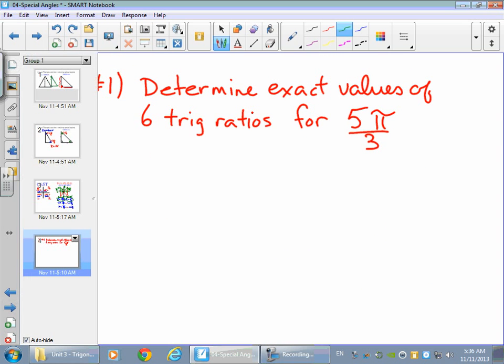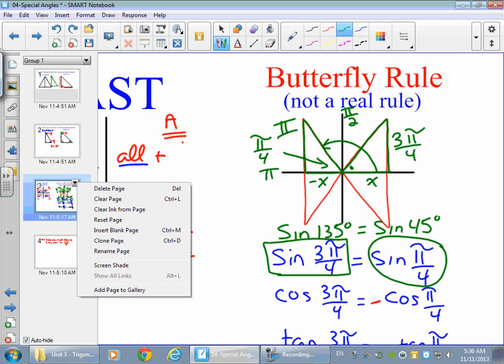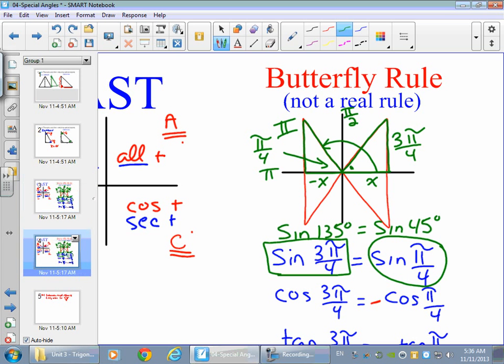I think I need to sneak one more thing in here. That's not what I meant to do.